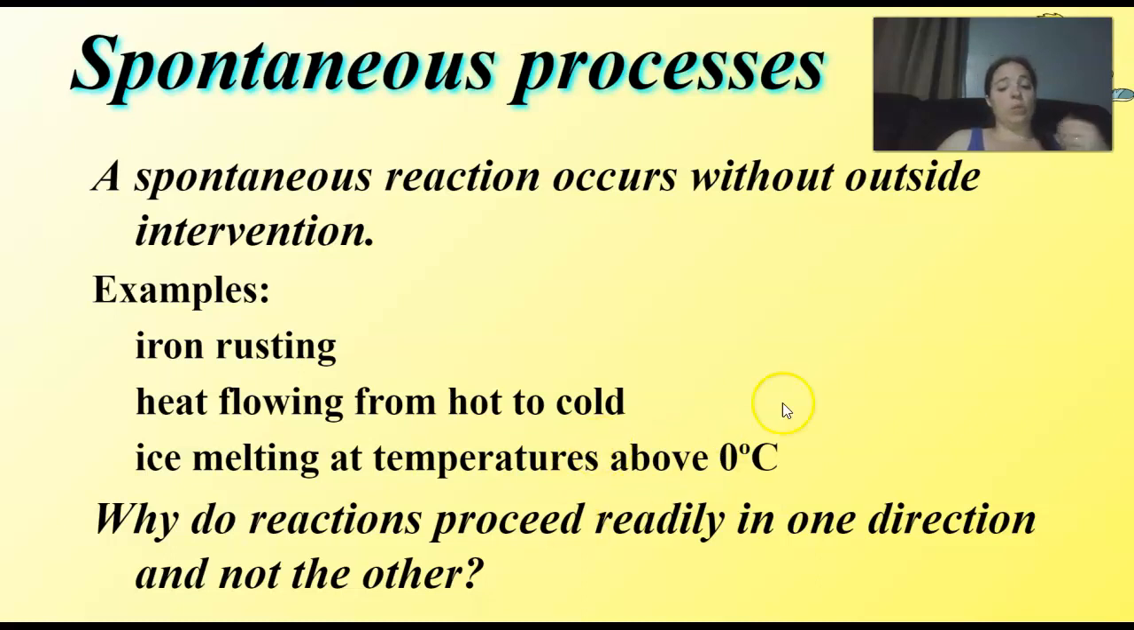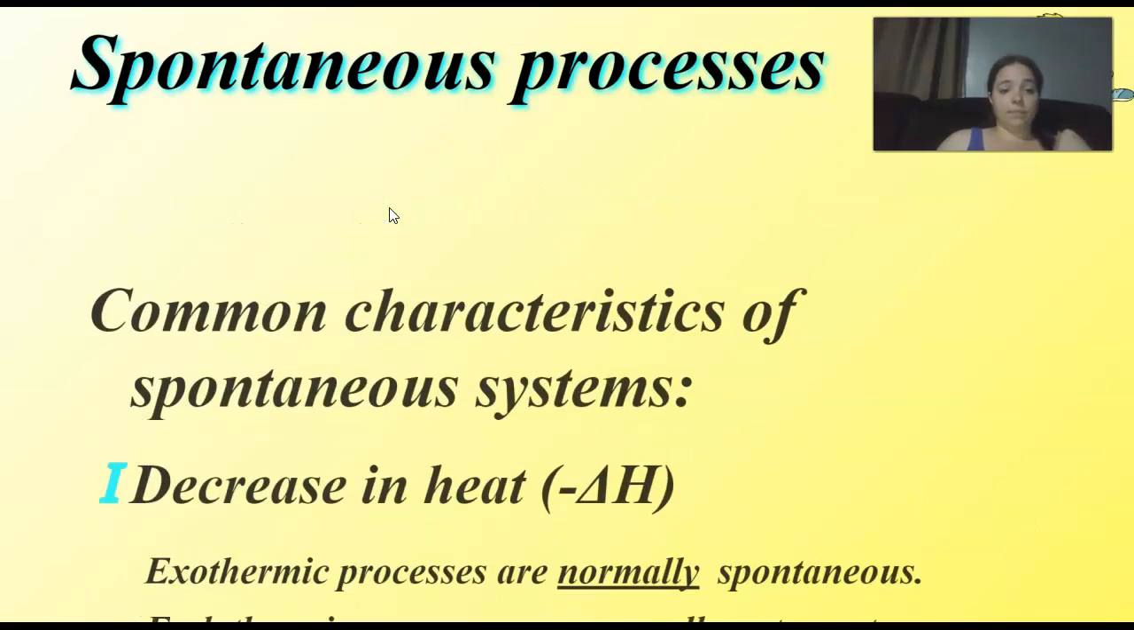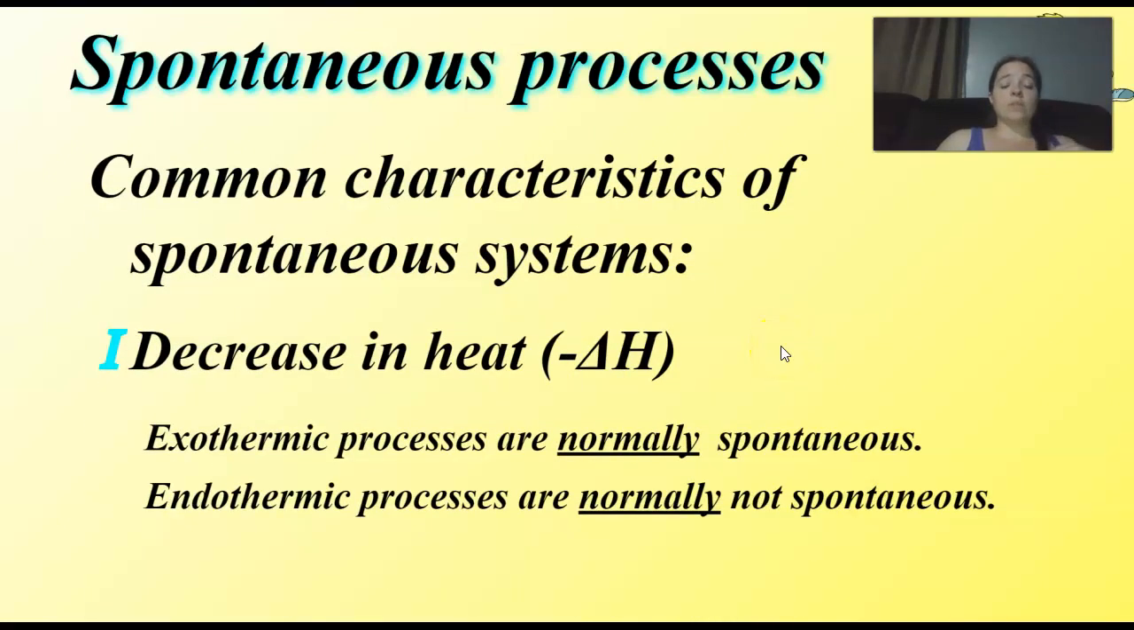Why do reactions proceed readily in one direction and not the other? Well, spontaneity. Common characteristics of spontaneous systems are a decrease in delta H. So exothermic processes are normally spontaneous. Endothermic processes are normally not spontaneous. So negative, spontaneous; positive, not spontaneous.